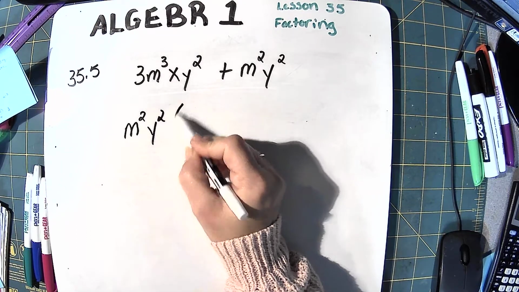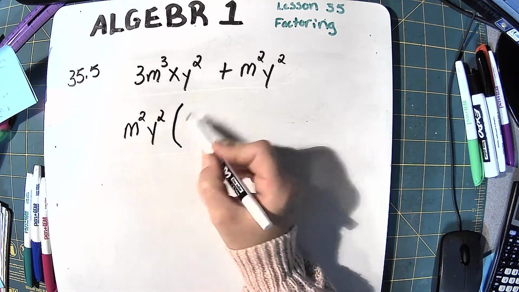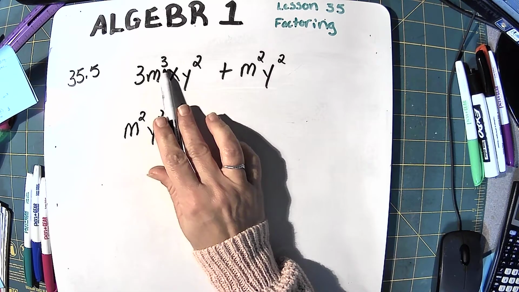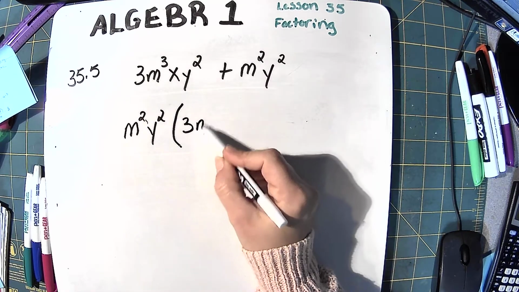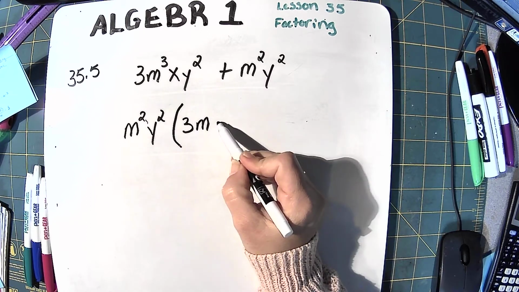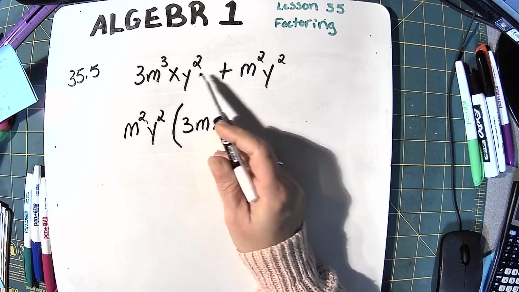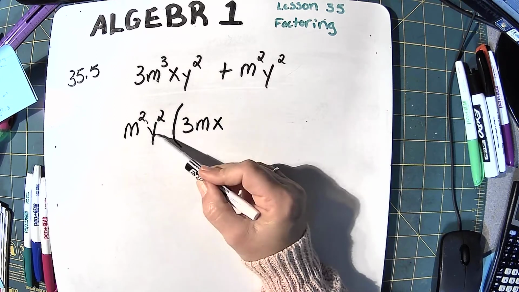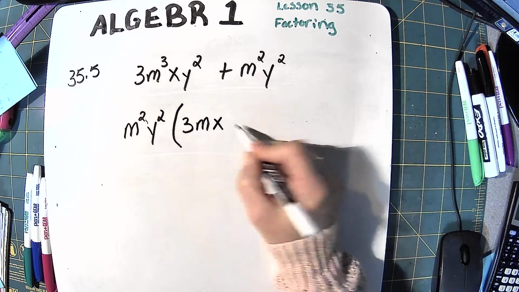Alright, now I'm going to see what I have left. I didn't do anything with that 3, so I'm going to leave it. 3 minus 2 would be 1m left. X, we didn't do anything with that. And then our y's, y squared divided by y squared would be 1. They just cancel each other out.